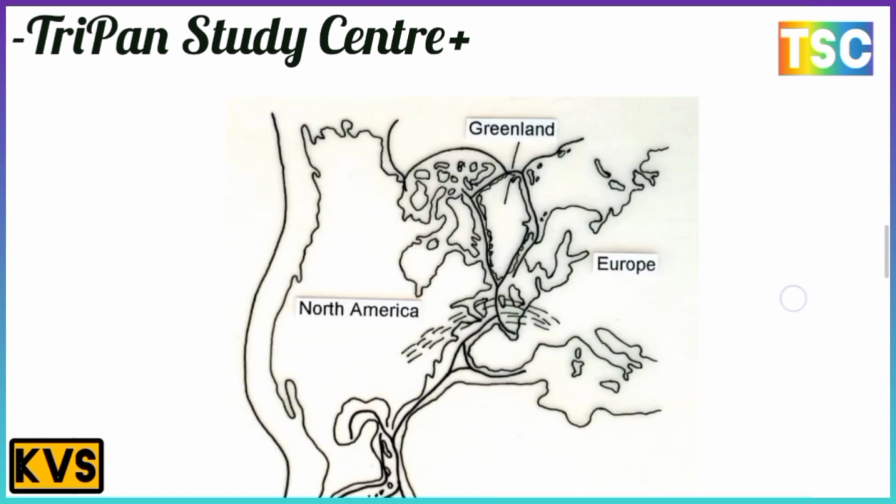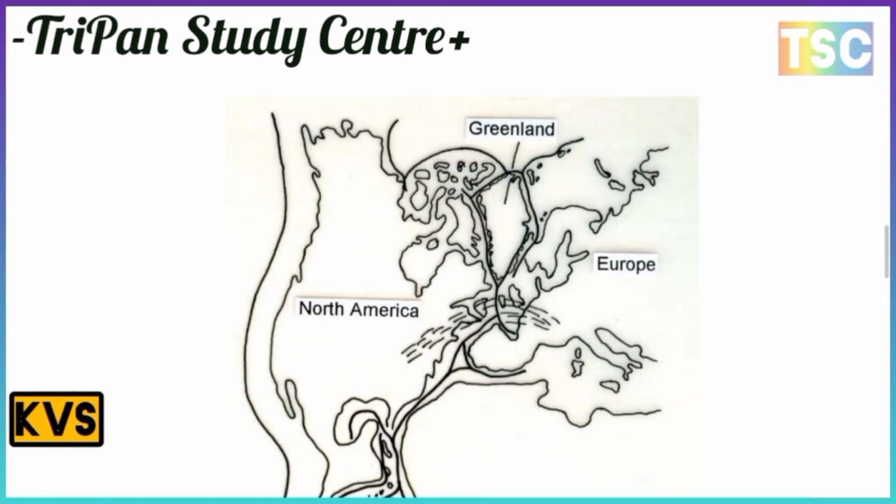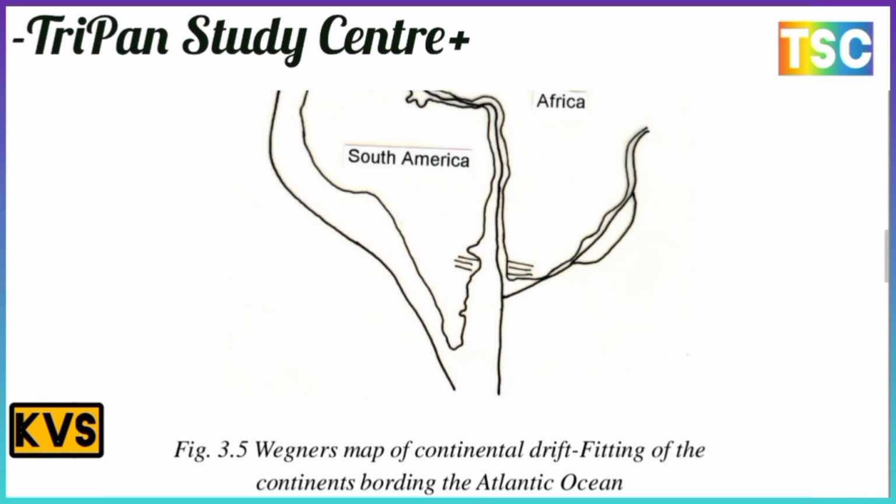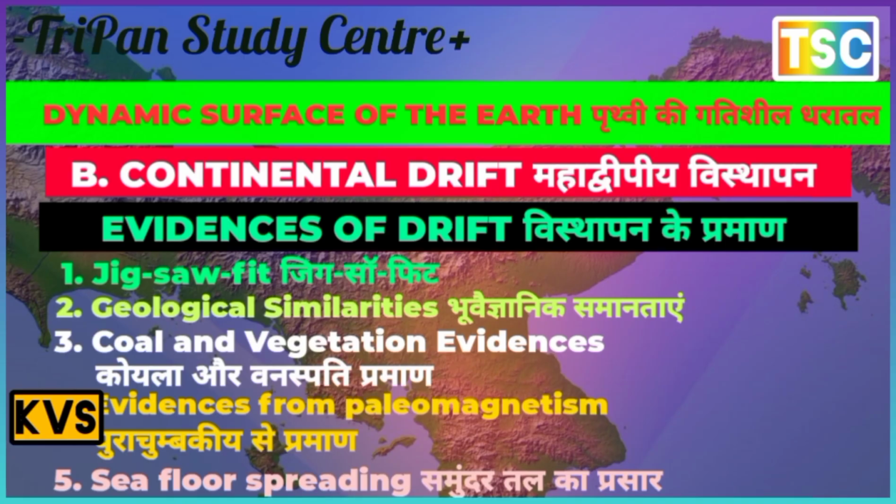So in this figure, the most important here are Greenland, Europe, and North America. And the next here, Africa and South America. There is a Wegener map of continental drift, fitting the continents as bordering the Atlantic Ocean.